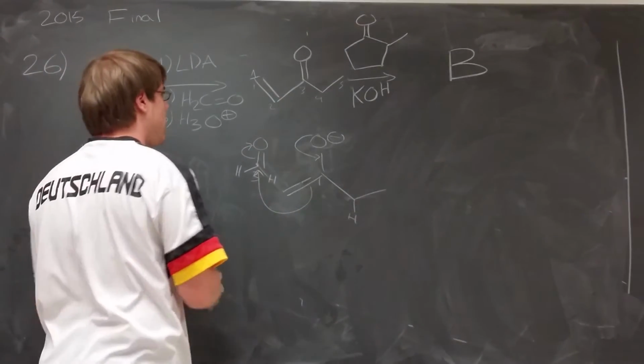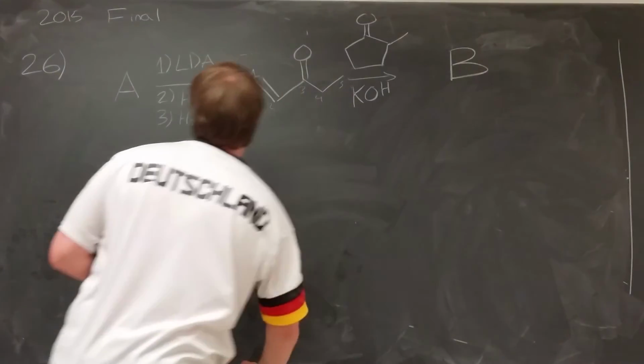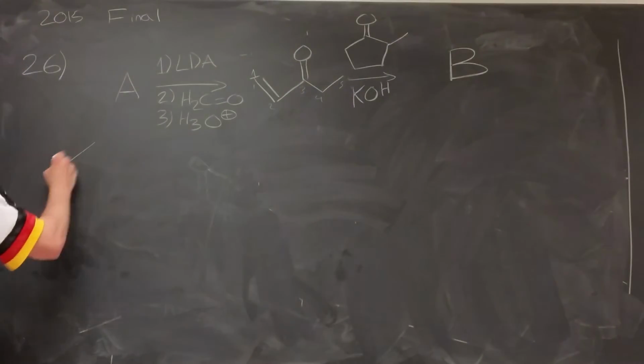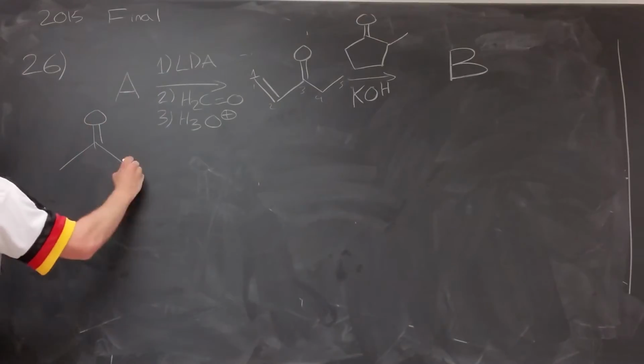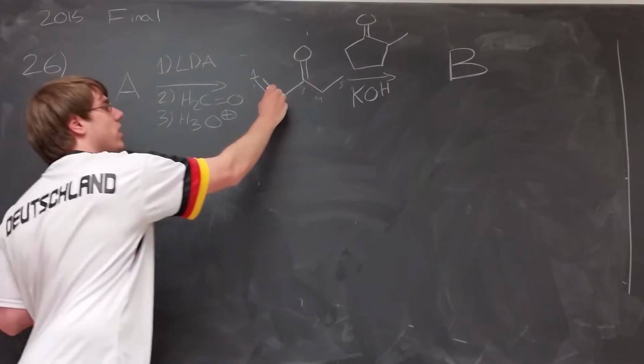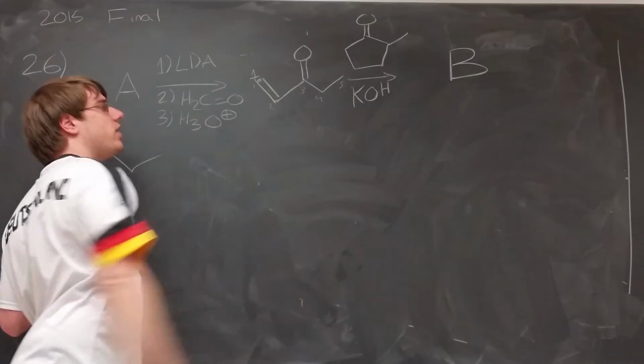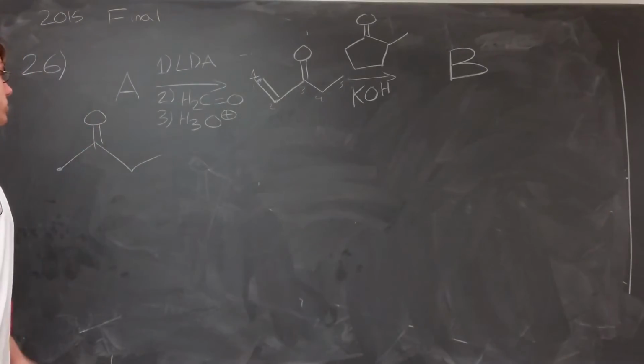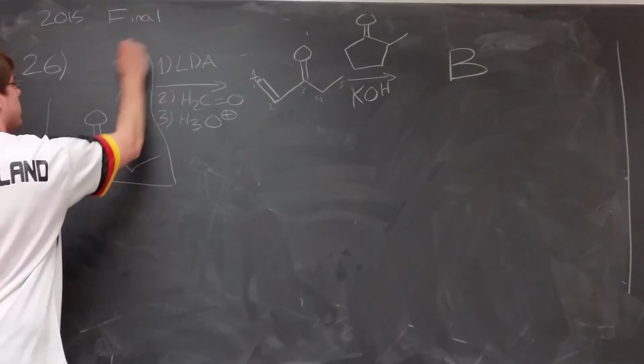So the structure of A, based on this reasoning, must be this structure right here. Again, because if this is the carbon that attached to the formaldehyde and then you underwent a condensation, well, that carbon's right here, and here's the formaldehyde's carbon that you added. So here's structure A. Now, what about structure B?